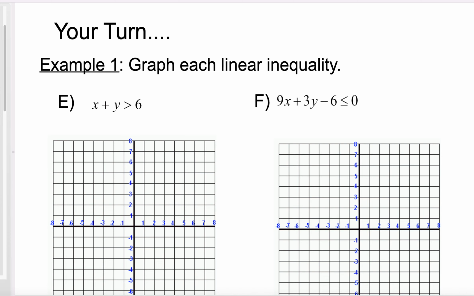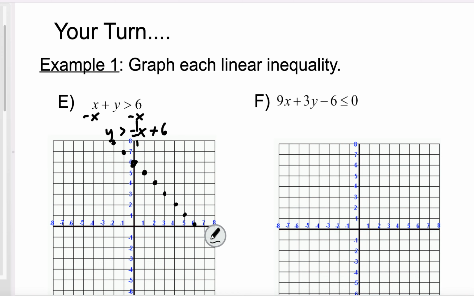All right, so let's go through these couple examples here. This first one here, I'm going to put this in y equals mx plus b form. So I'm going to subtract x from both sides, and I get y is greater than negative x plus 6. I'm going to graph that out there. My y-intercept there is 6. My slope here is negative 1 over 1, so I'm going to come down 1 and run 1 to the right, come down 1, run 1 to the right. And then I can go the opposite direction.